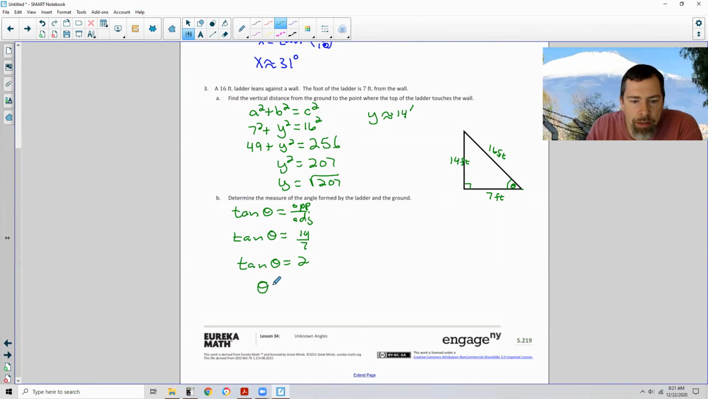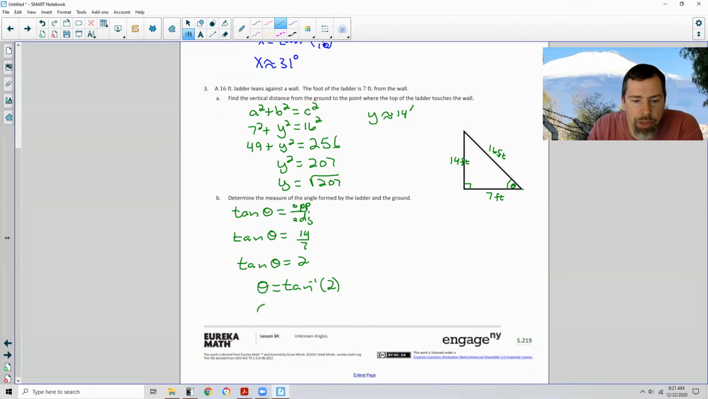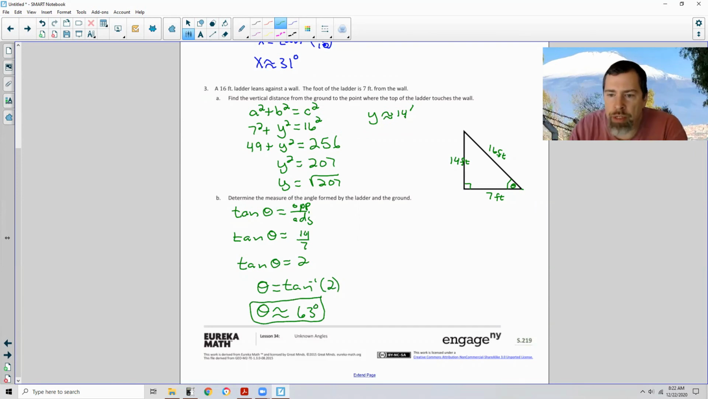So theta equals the tan inverse of 2. Second, tan 2, enter, and I get 63 degrees. So theta is approximately 63 degrees. Okay, you should get the same answer if you did cosine inverse of 7/16 or sine inverse of 14/16.